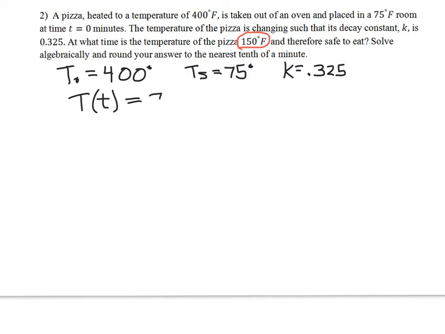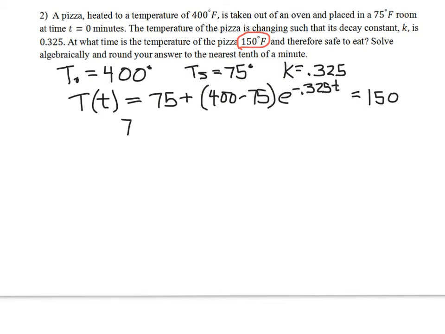is equal to the temperature of the surroundings, 75, plus the original temperature of the pizza, 400, minus the temperature of the surroundings, 75, e to the, and this time we can go right ahead and put our K value into our equation, so negative 0.325 times t. Now we want to know when this answer is going to be equal to 150. So let's do some simplification here first so that we can solve. So 75 plus 325, e to the negative 0.325 t is equal to 150.